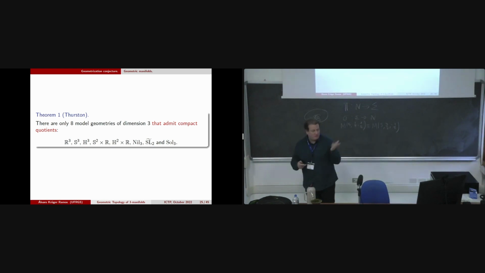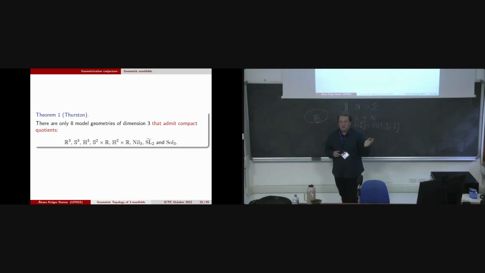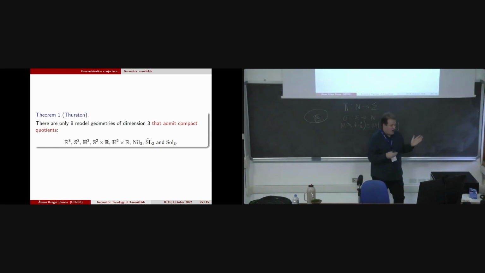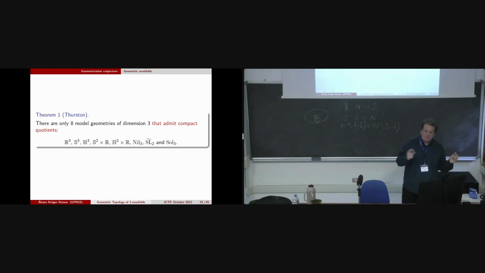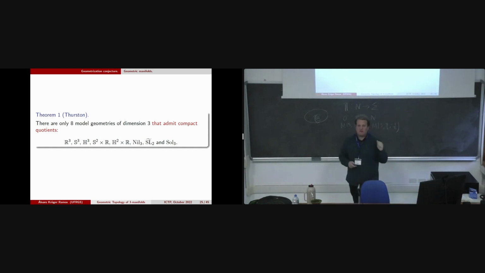The first theorem of Thurston, maybe not the first chronologically, but the first that I am showing you today, is that there are only 8 model geometries of dimension 3 that admit compact quotients. So they are classified. This is the list. Now I will present them to you.